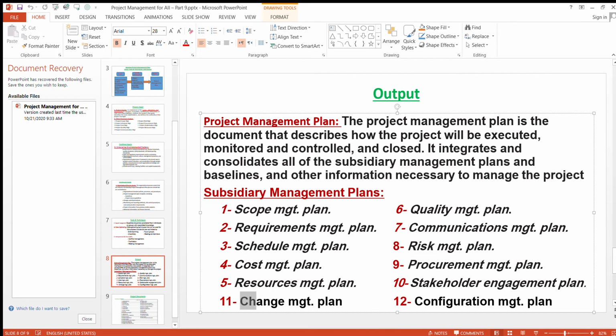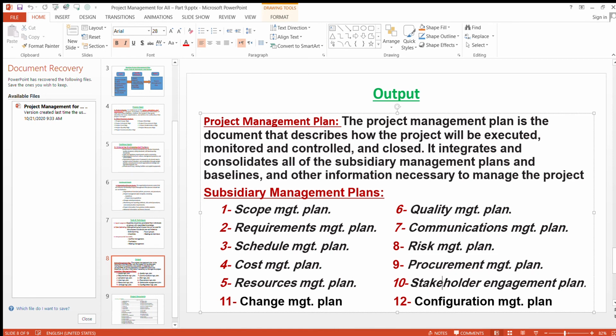The change management plan. How do we manage the changes in the project? Six, quality management plan. How do we manage the quality? Communication management plan. How do we manage the communication in the project and with the stakeholders? Risk management plan. How do we identify and manage and respond to the risk? Procurement management plan is to plan and manage the procurement of the services and tools and equipment and so on to the project.